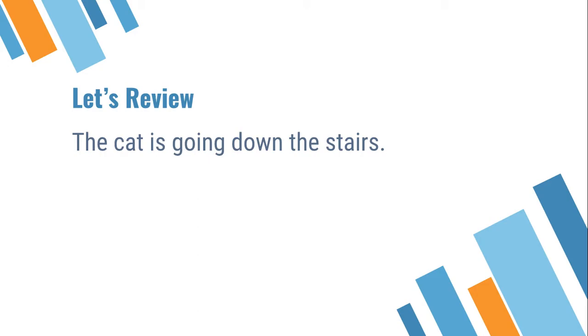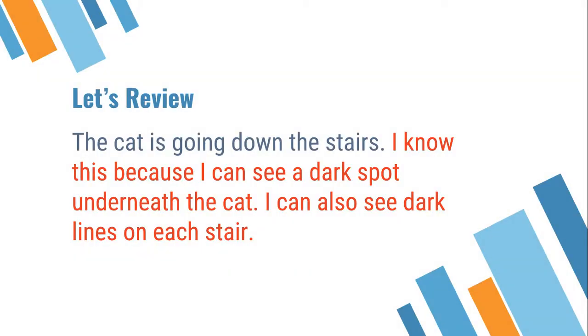Notice that I colored this in blue. The next piece of a CER is the evidence. The evidence are the facts from the text, or in this case, the picture. I have two sentences of evidence here. I know this because I can see a dark spot underneath the cat. I can also see dark lines on each stair. Notice these are facts, you cannot argue with them, they are directly from the picture. Also notice that I colored these in red.